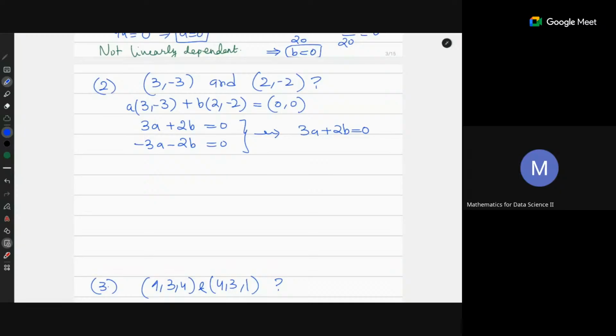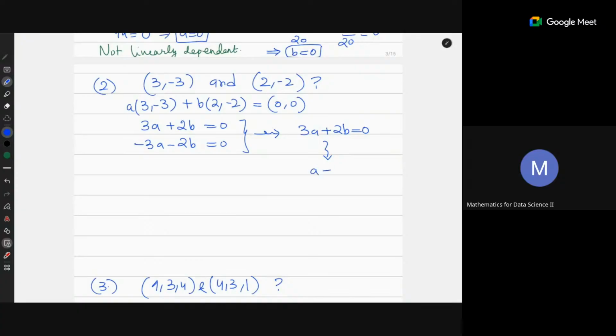Do you see the point? Having these two equations does not give you any additional information. It is just saying that the second equation is minus 1 multiple of the first equation. So it is not giving you any additional information to find the variables A and B. Both equations are just one single equation, so it is sufficient to consider only one equation.